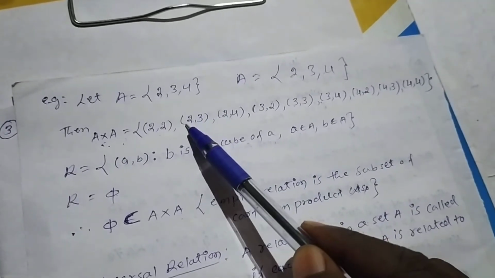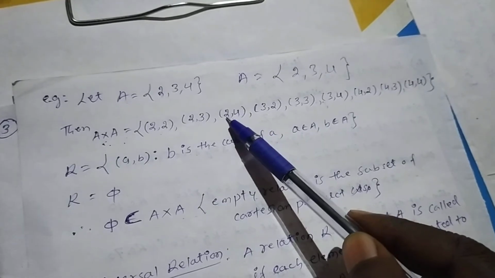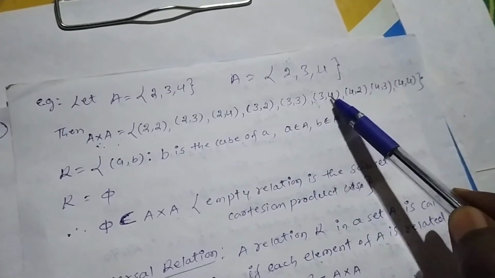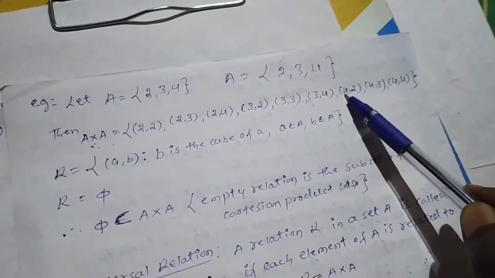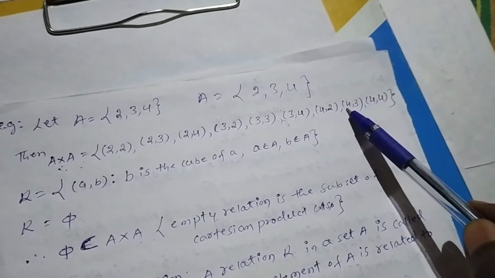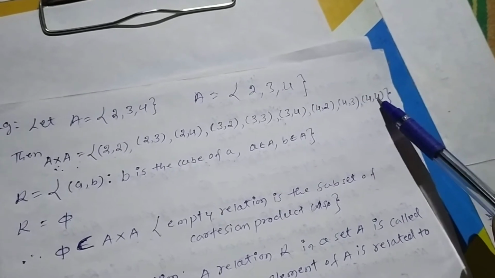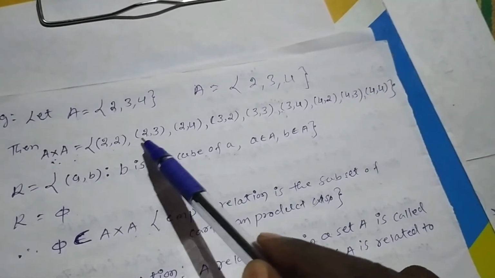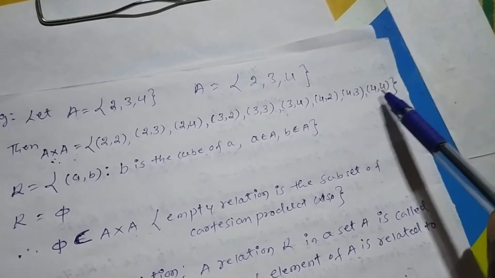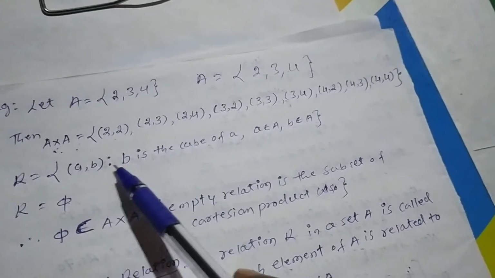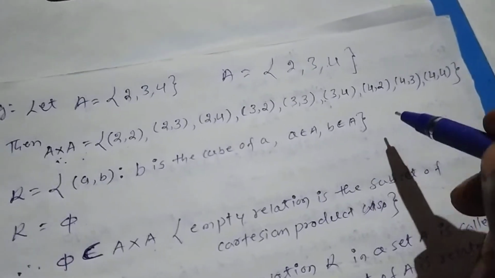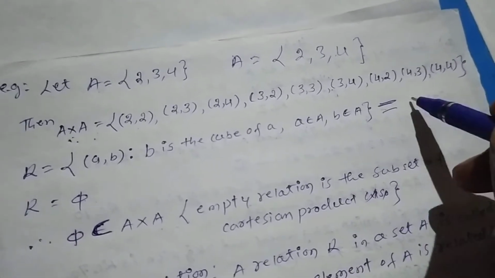3 is not the cube of 2. 4 is not the cube of 2. 2 is not the cube of 3. 3 is not the cube of 3. 4 is not the cube of 3. 2 is not the cube of 4. 3 is not the cube of 4. 4 is not the cube of 4. So no ordered pair in the Cartesian product obeys the condition of the relation R. Hence, this is the empty relation.